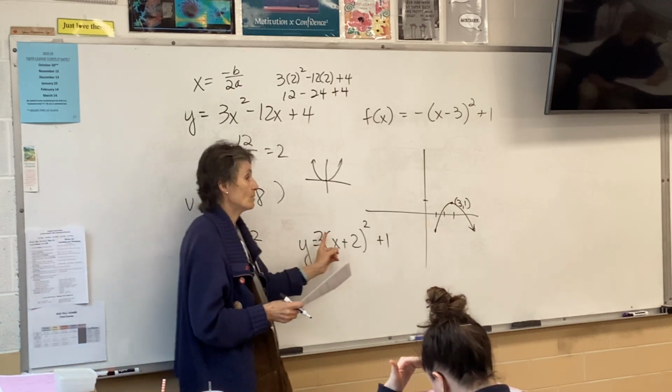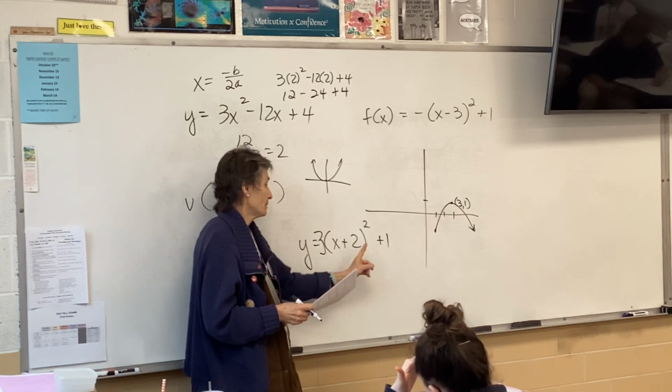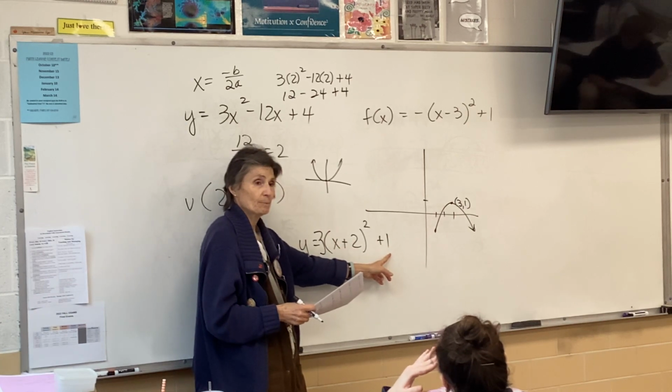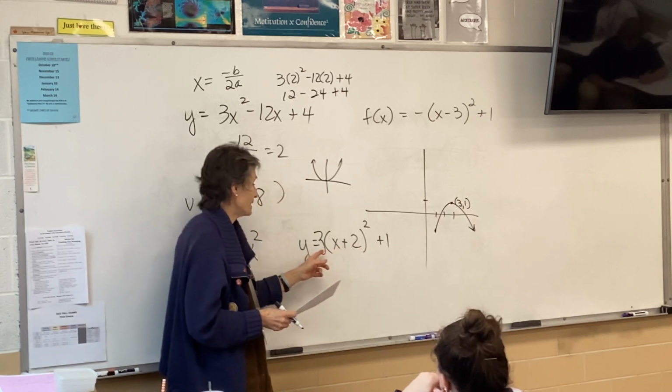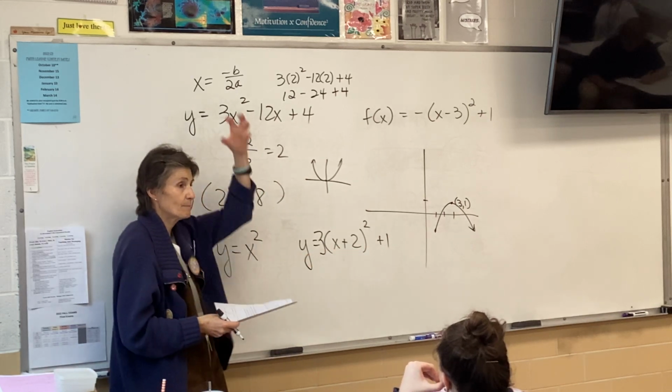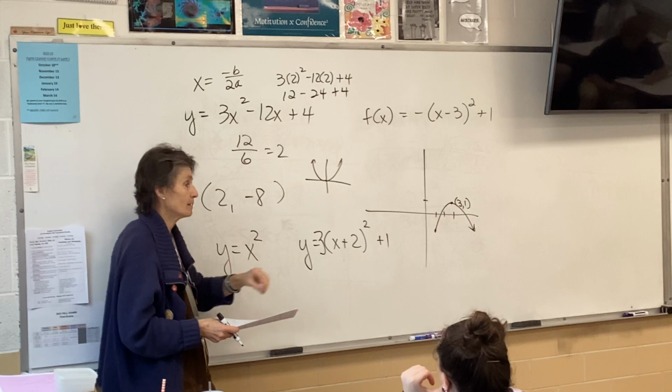Remember, left and right goes in the parentheses. Up and down goes outside the parentheses. And anything associated with height, steepness, stretching, shrinking is a multiplier.